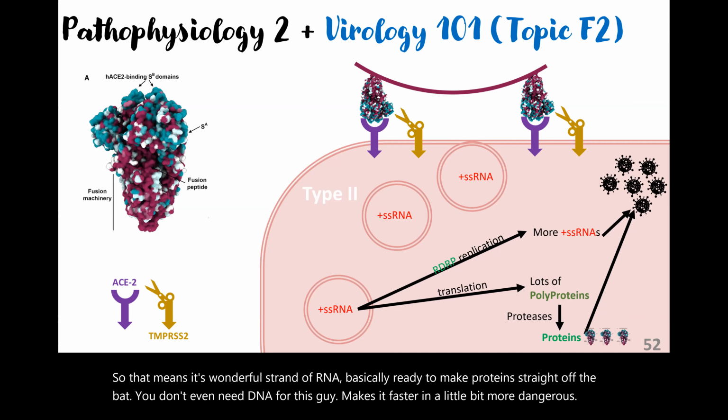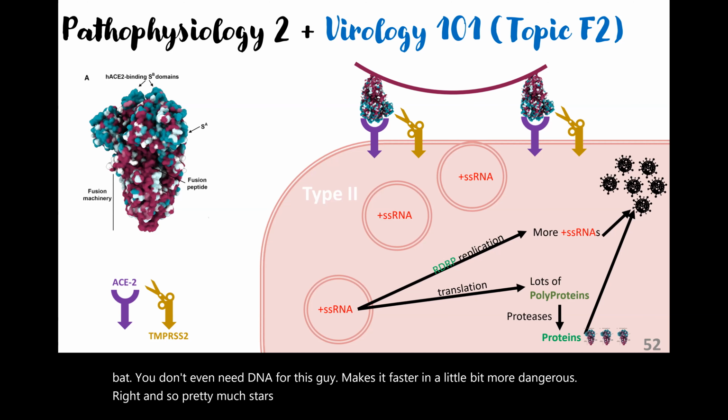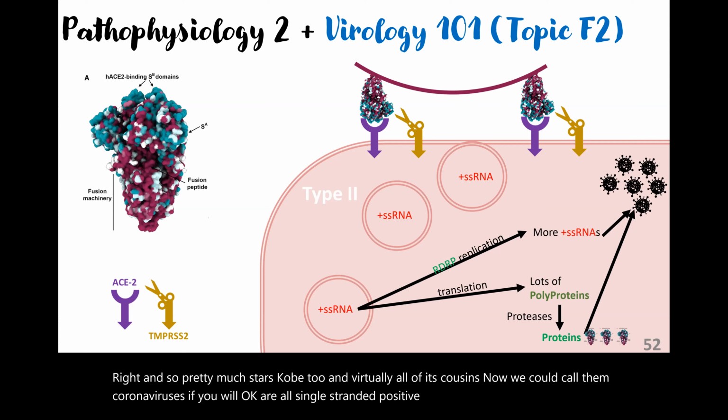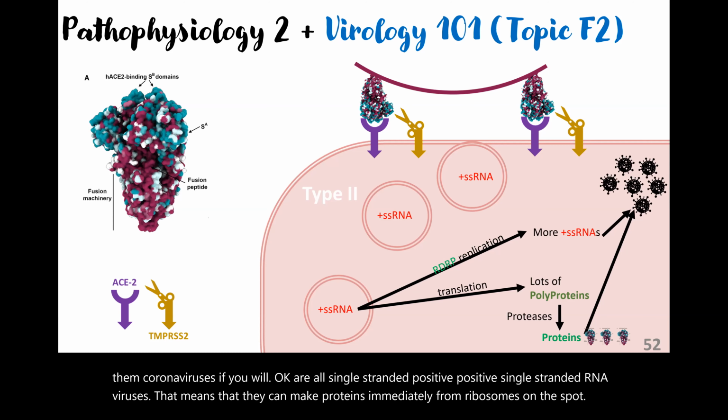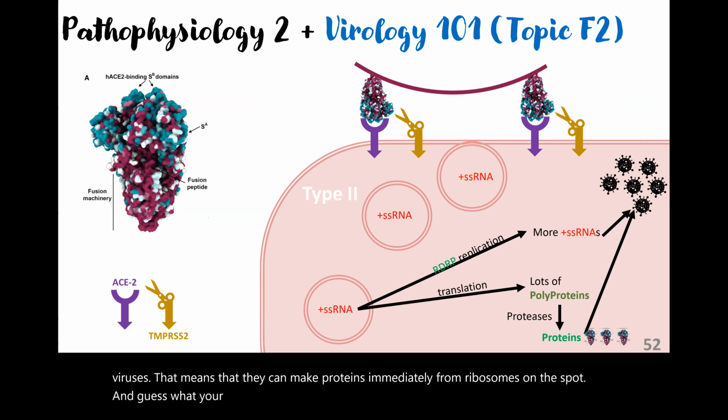And so pretty much SARS-CoV-2 and virtually all of its cousins, we can call them coronaviruses, are all positive single-stranded RNA viruses. That means that they can make proteins immediately from ribosomes on the spot. And guess what? Your cell, your type 2 pneumocyte, has tons of ribosomes ready. And so that means they can make proteins really, really fast.